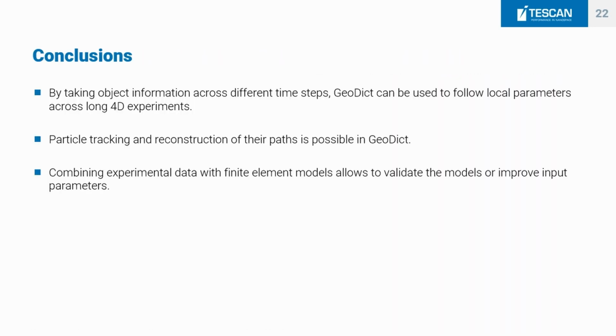So that was everything I had to show for you. In conclusion, by taking object information across different time steps, GeoDict can be used to follow local parameters across long 4D experiments. So we can follow the parameters on individual objects. Particle tracking and reconstruction of the flow paths and velocity paths is possible in GeoDict, and combining experimental data with the finite element models in GeoDict allows us both to validate the models and to improve the input parameters of these models.